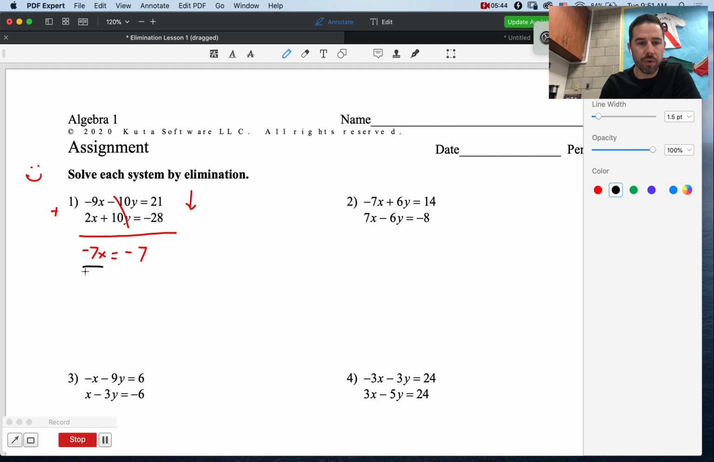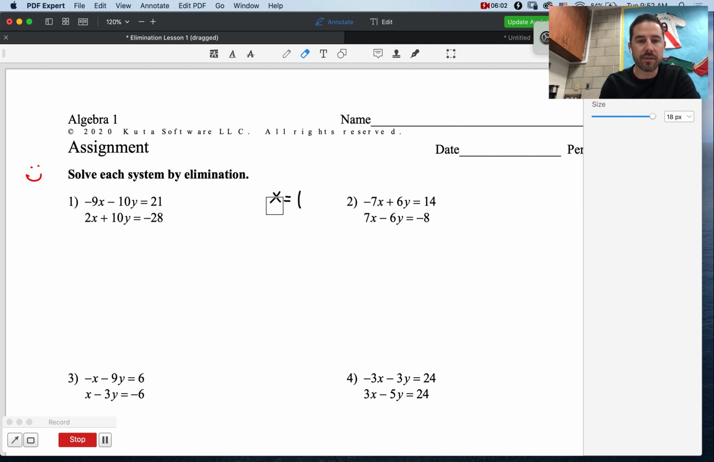All right, then what we'll do is we'll divide by -7 and x equals 1. See how fast, and I'm going slow. So that could be really fast. You could get your x so fast, it's crazy how fast you could get your x with elimination, or your y.